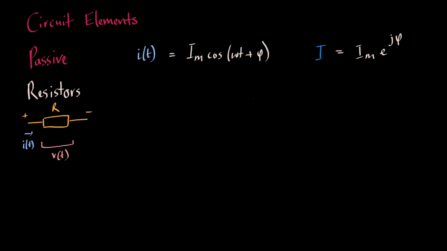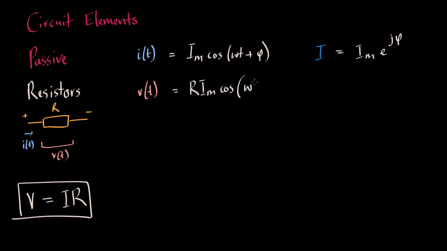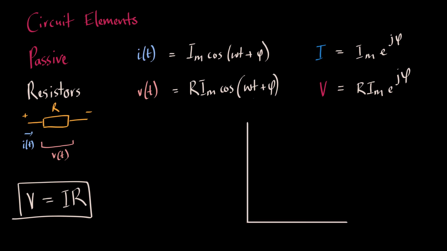To find the equation for the voltage over time across a resistor, we use Ohm's law. That is, the voltage between 2 points is equal to the current flow between those points, multiplied by the resistance. As we know the resistance R, we simply multiply this with our above equation for current. This gives us V of t equals R Im cosine omega t plus phi. We do the exact same process to find the voltage phasor: V equals R Im e to the j phi. We can map these phasors as vectors in the complex plane. Note that they have the exact same angle phi.